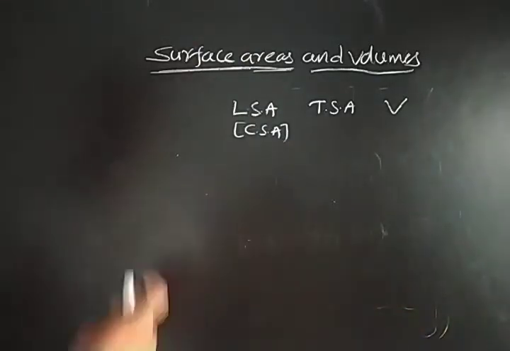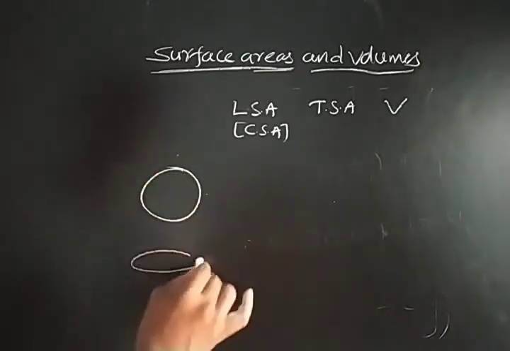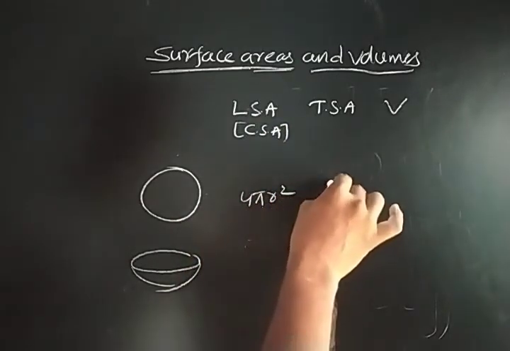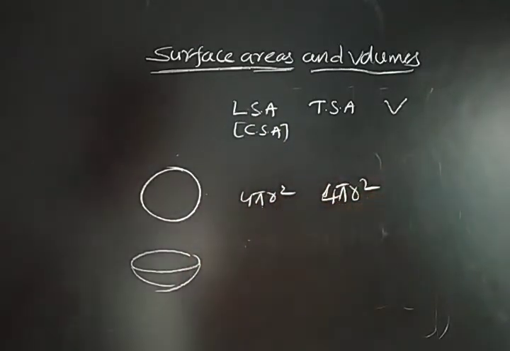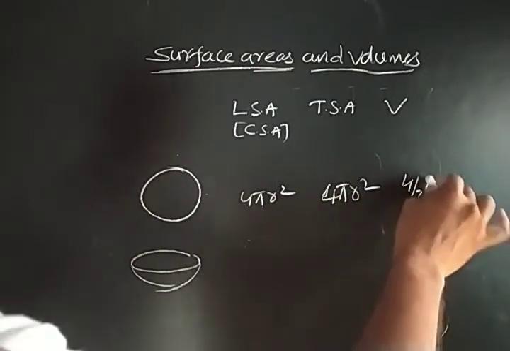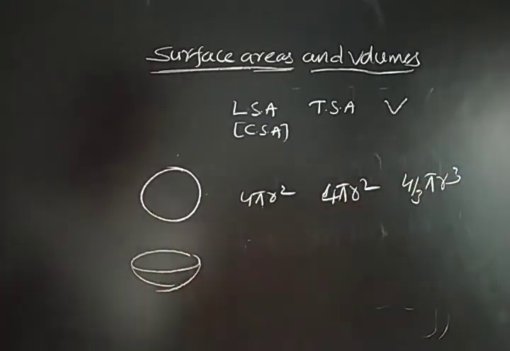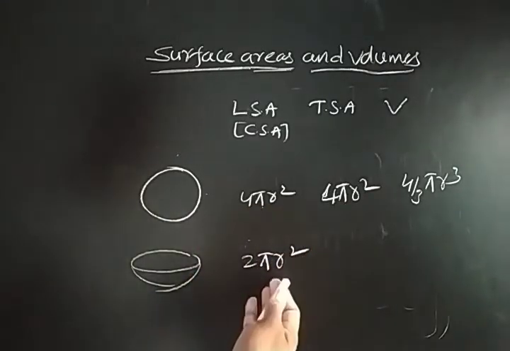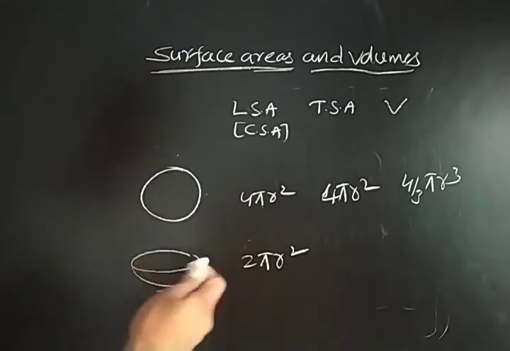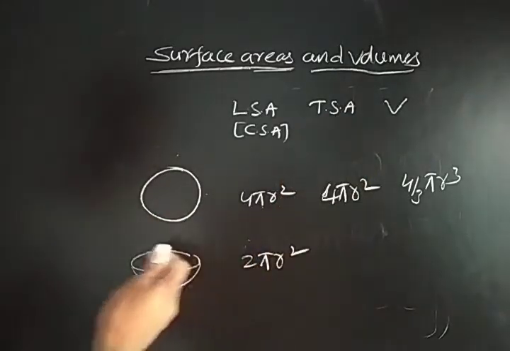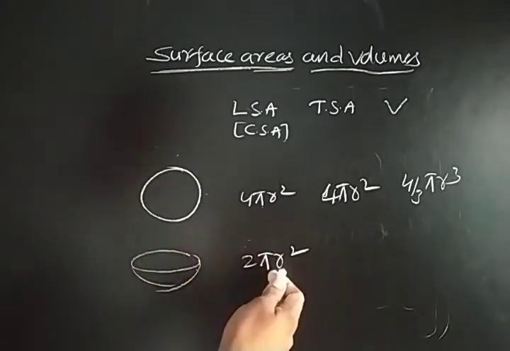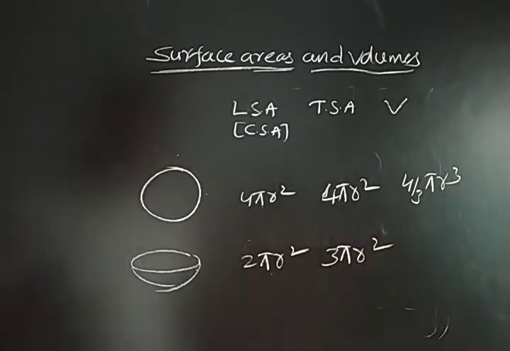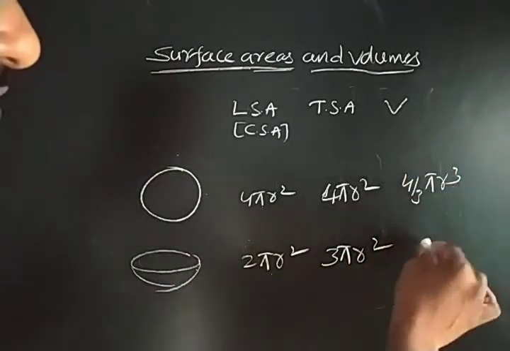Now sphere. I am taking sphere and hemisphere whose radius is R. CSA of sphere is 4 pi R square. TSA also 4 pi R square. And volume formula is 4 by 3 pi R cube. For the hemisphere, half of this formula, CSA is 2 pi R square. With 2 pi R square we will get only the curved area. By adding top area we will get the TSA. Top area is pi R square. To the CSA, if I add top area pi R square, you will get 3 pi R square. You can remember TSA like this. And volume is half of this value, 2 by 3 pi R cube.